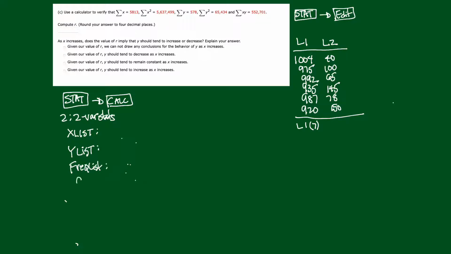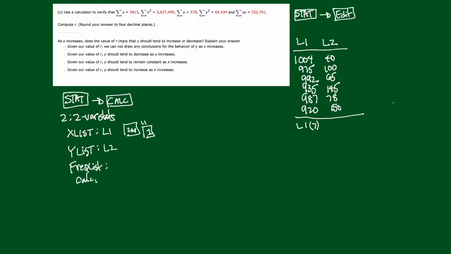And then calculate. So our X list, that's coming from L1, right? That was our L1. So you need L1. Now how do you get that L1? You press second and the numerical key 1, because right above the 1 is the L1. All right, so press L1, enter.